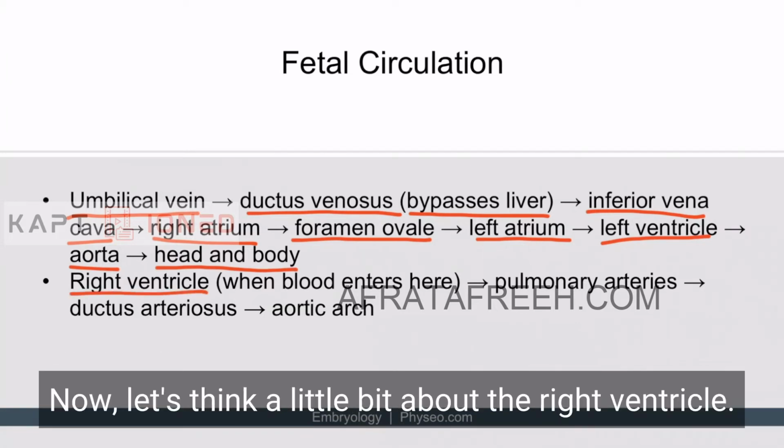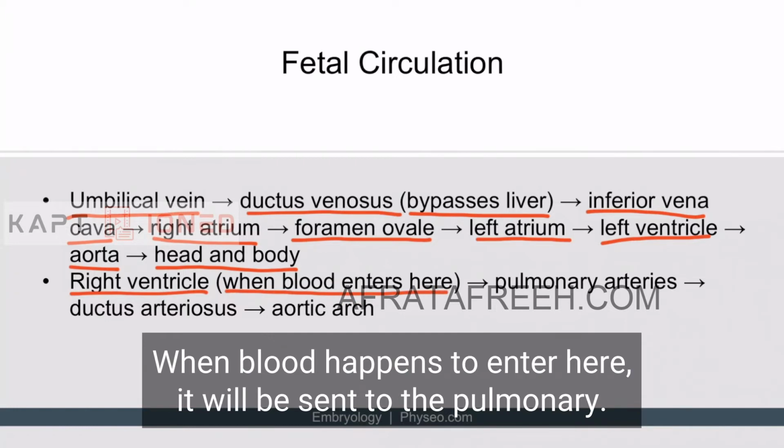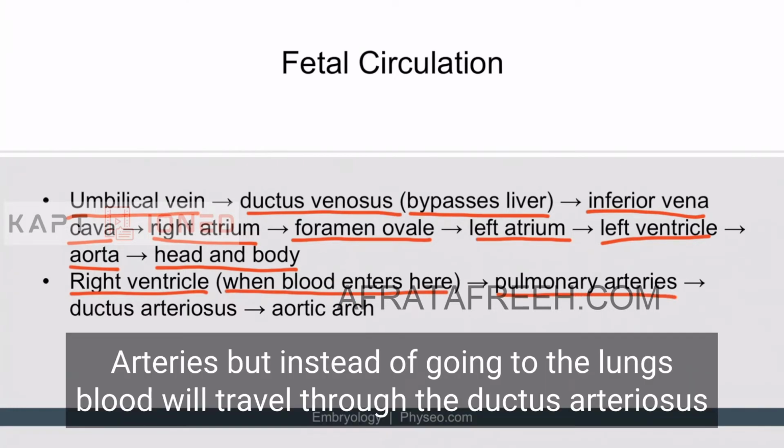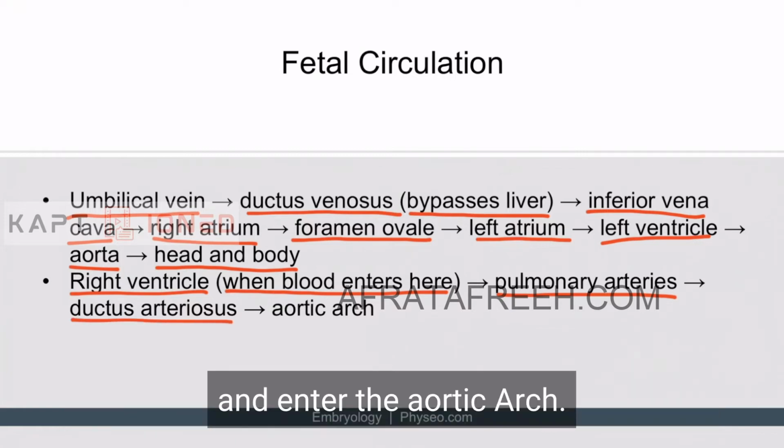Now let's think a little bit about the right ventricle. When blood enters here, it will be sent to the pulmonary arteries, but instead of going to the lungs, blood will travel through the ductus arteriosus and enter the aortic arch.